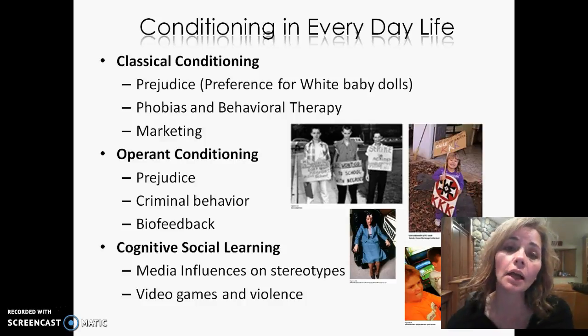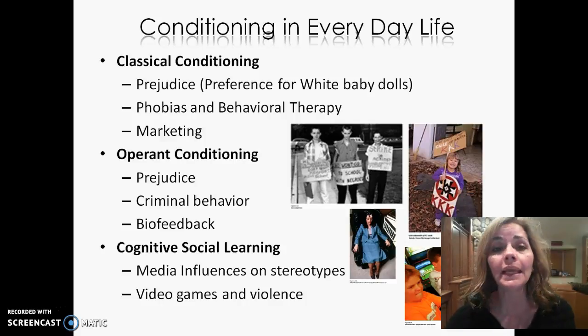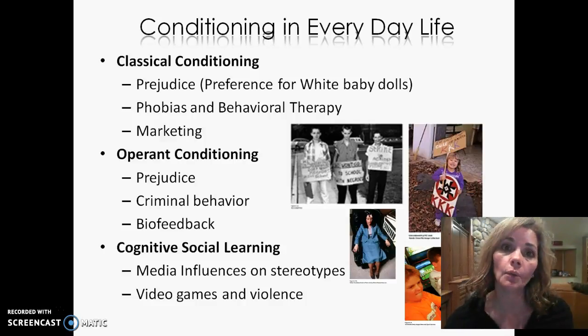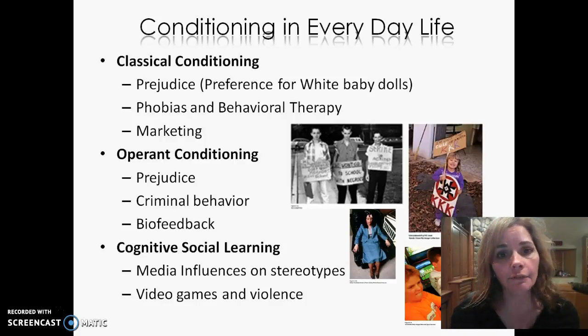And then finally, cognitive social learning. Media is a culprit in prejudice because we can see it modeling prejudicial attitudes or unhealthy behaviors. With violent video games and television also, we are more likely to engage in and repeat that behavior.